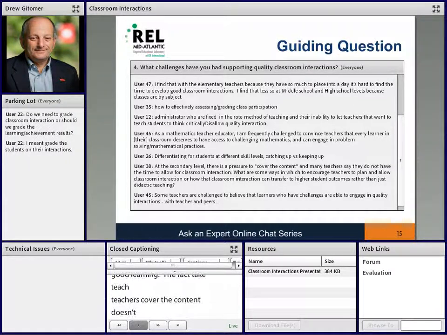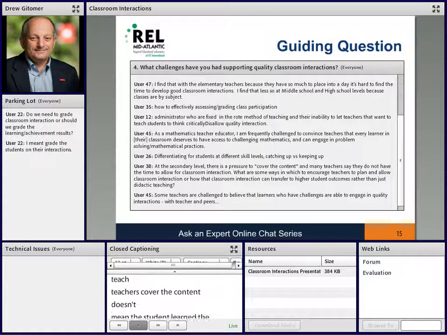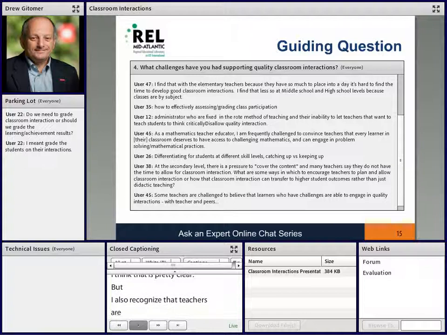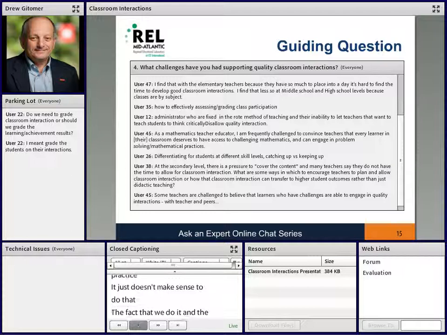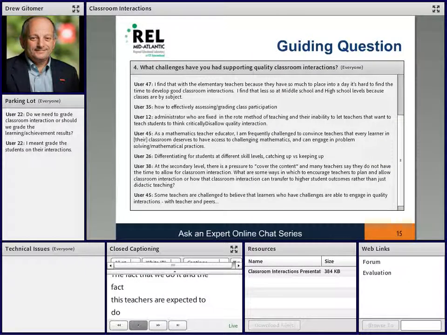But I also recognize that teachers are under pressure to go through all of that. And that's just bad practice. It just doesn't make sense to do that. So the fact that we do it and the fact that teachers are expected to do that is a problem, and it's something that we need to work on, but it doesn't make it the smart thing to do.